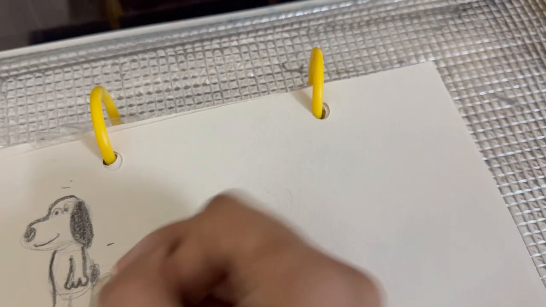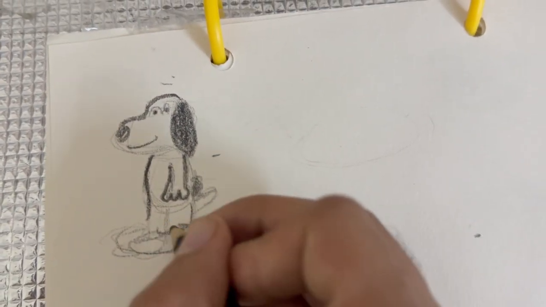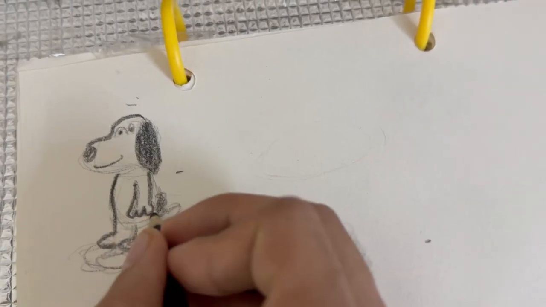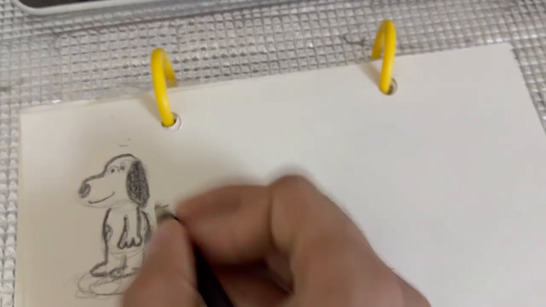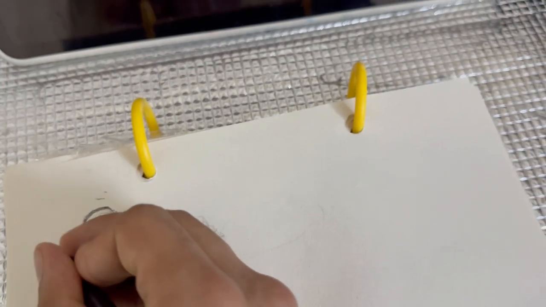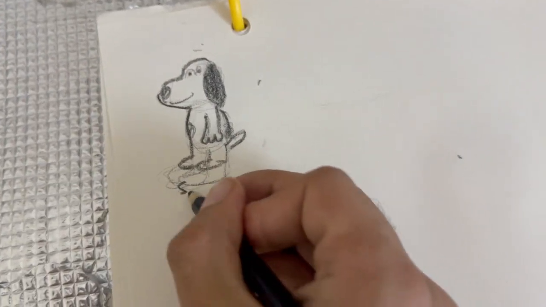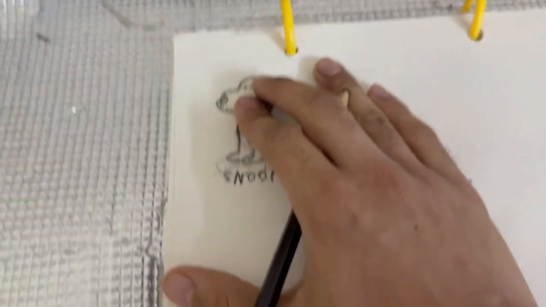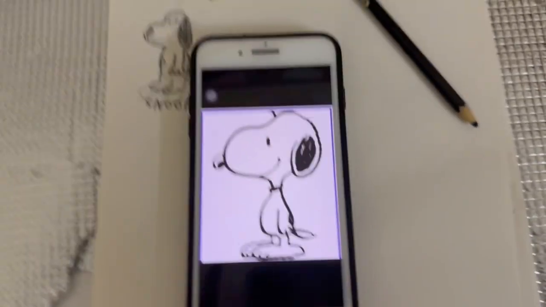That's true. I think the legs might be a little bit too big. So I'm going to shorten the legs and make this. And a little bit of this. And yeah, this is Snoopy. Let me just write it down. And I'm going to compare this to an actual image of Snoopy, and let's see if we got that right, that Snoopy looks like this.